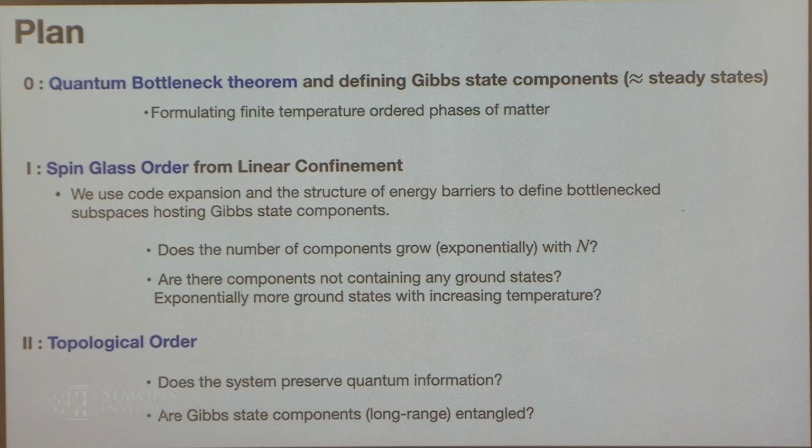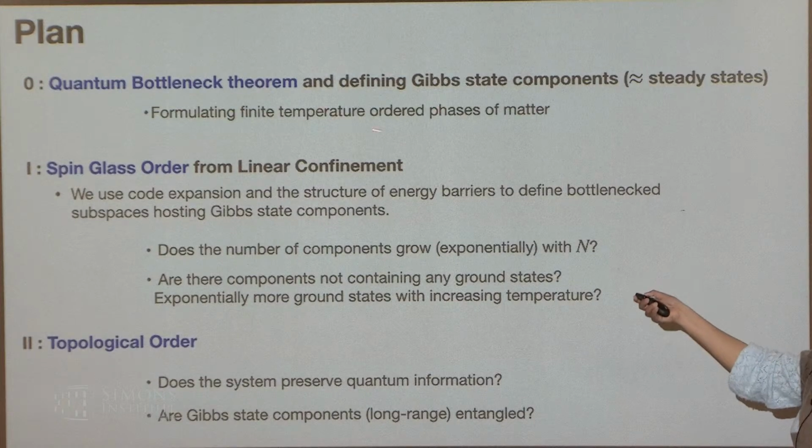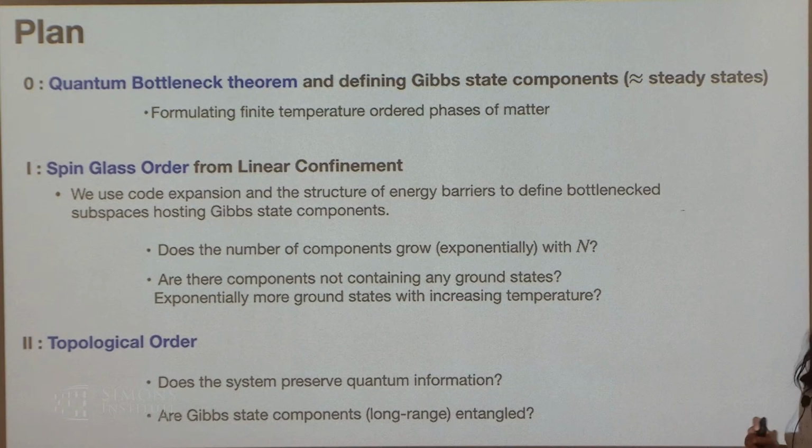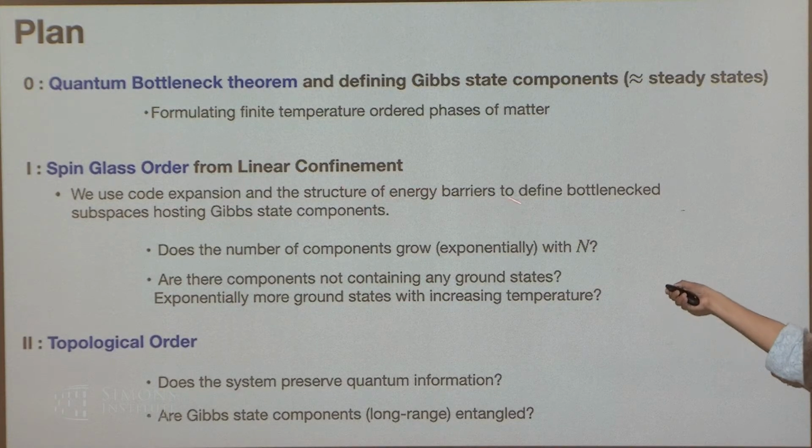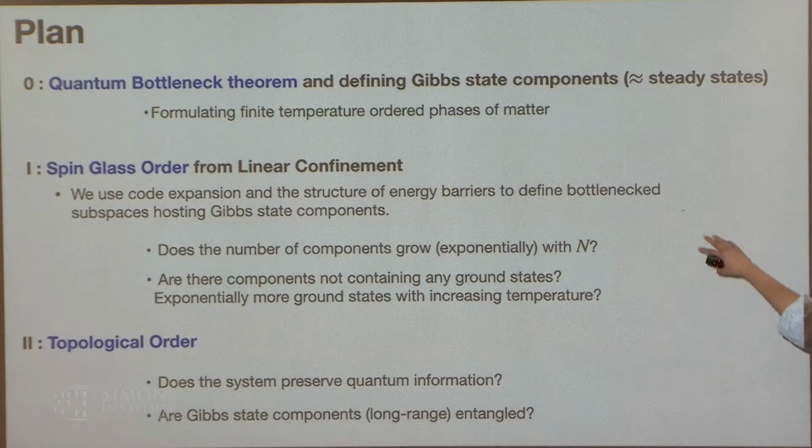Okay, so now to delve in, the plan is that I'll tell you about a quantum bottleneck theorem, and this is what we use to define these Gibbs state components, which are these approximate steady states, in a concrete way, and how this helps you also say some more general statements about formulating finite temperature ordered phases of matter. I then want to derive spin glass order from linear confinement, where I'll use this property of code expansion and some structure of energy barriers to define bottleneck subspaces and then apply this theorem.